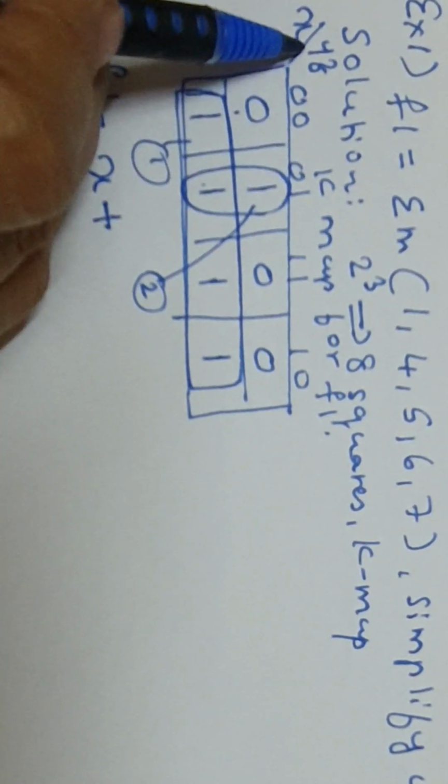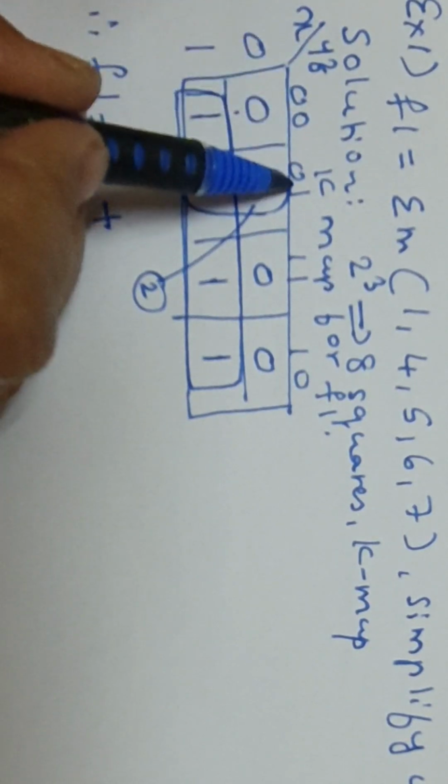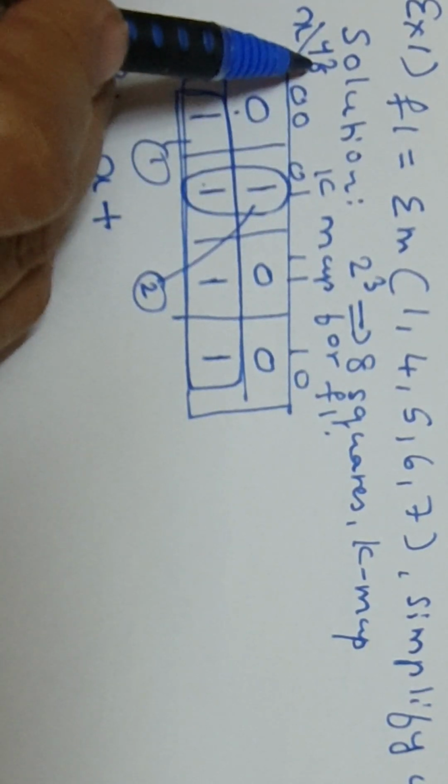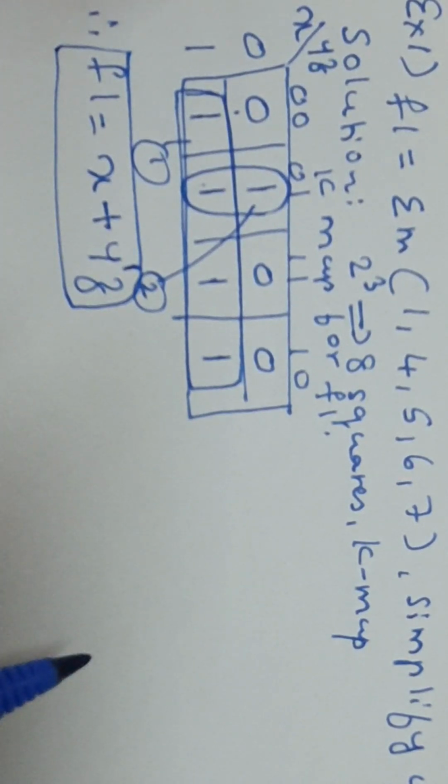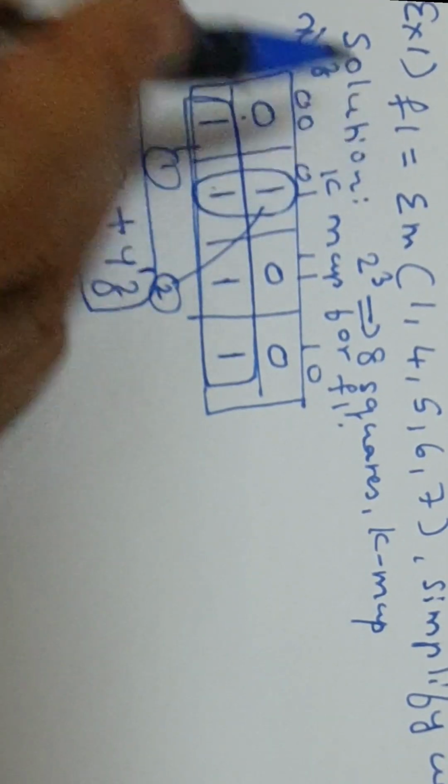This 0 corresponds to y, hence y dash. This 1 corresponds to z, hence z. Y dash z is common. So the solution is this one. So f1 simplified function is equal to x plus y dash z. This is example 1.